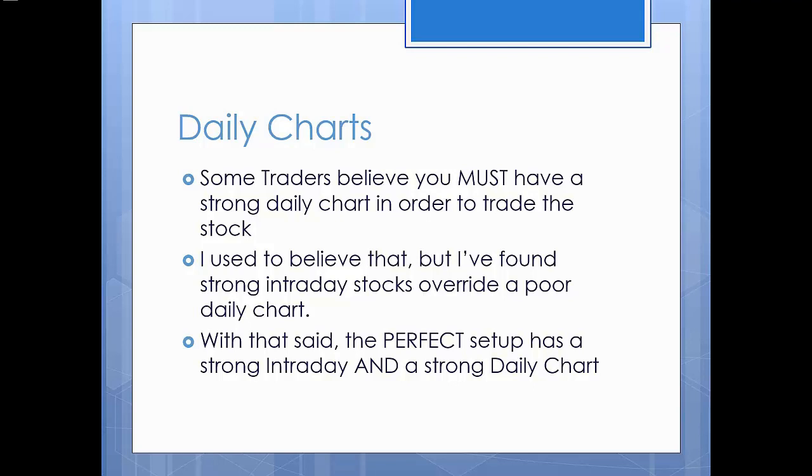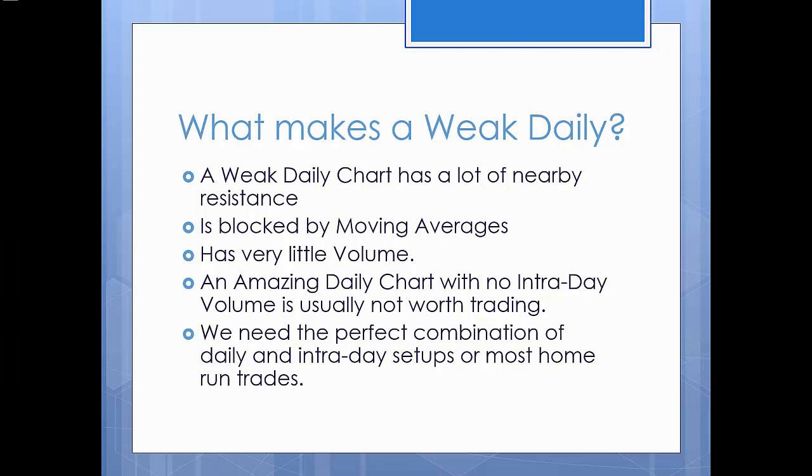Okay, so when I say a weak daily chart, what would make a daily chart weak? Okay, and for me, that would be a chart that has a lot of nearby resistance or is blocked by moving averages. Okay, it could also be a stock that has very, very little volume, so its average daily volume might only be 5 or 10,000 shares. That's going to be a little hard to base any of the candlesticks in the past few months to use them for any real area of resistance when such little volume occurred each day.